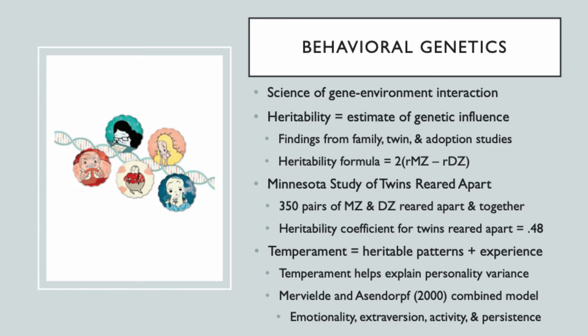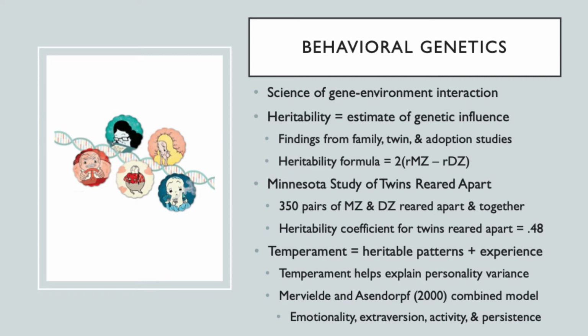Heritability is an important concept in the world of behavioral genetics. It is defined as the estimate of genetic influence on a certain trait. It describes the amount of variance on some measure of behavior, temperament, personality, etc. that can be attributed to genetics. The heritability coefficient is a score between 0 and 1 that describes the relative genetic influence of that trait. The higher the number, the more genetically influenced that trait appears to be.